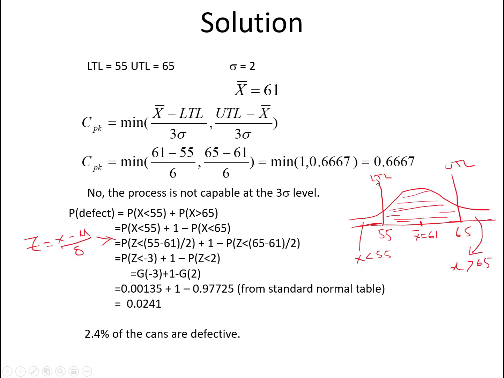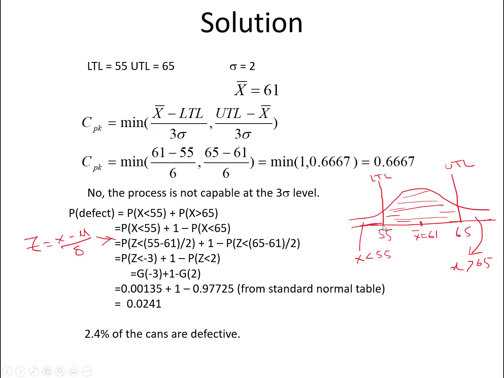So this is my 55 lower tolerance limit, this is my 65 upper tolerance limit, and this is my normal distribution. Mean is 61, from the data which we have collected so far. Now, the cans whose grease amounts are inside the lower and upper tolerance limits, 55 and 65, will be considered as accepted. They will be considered in the accepted region.